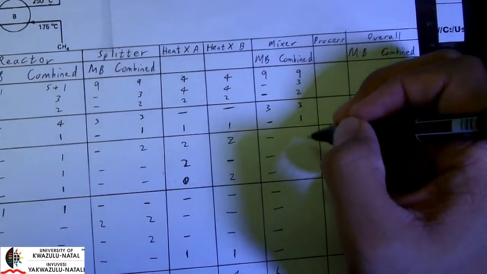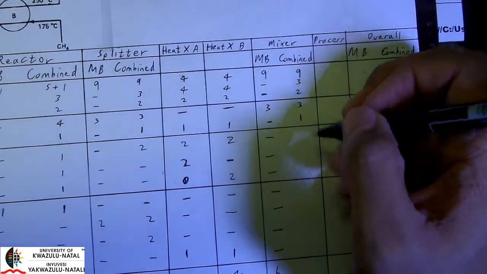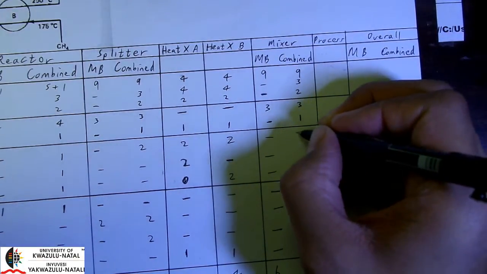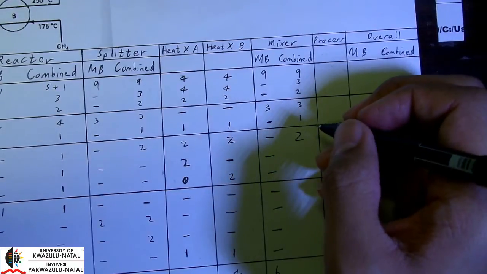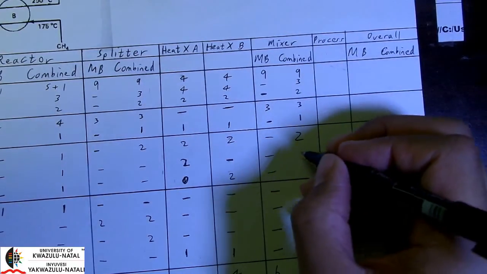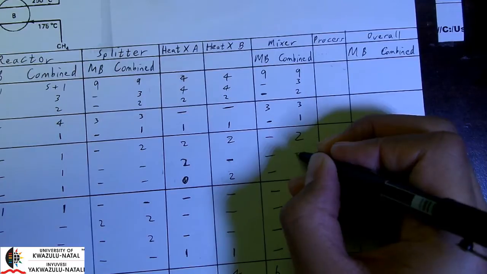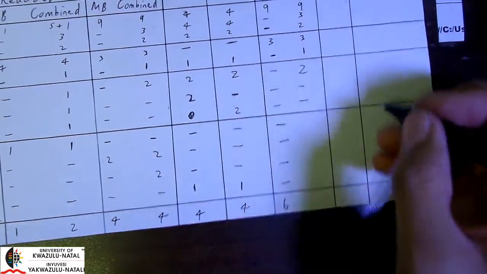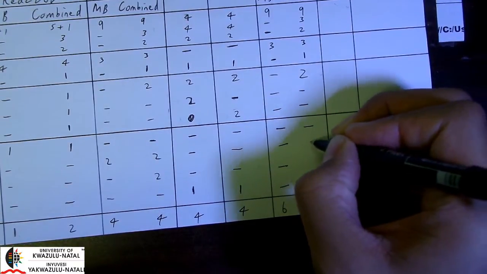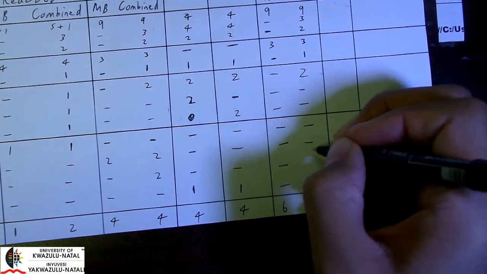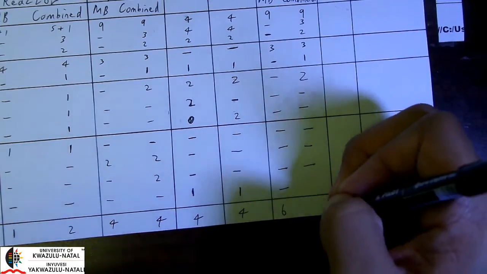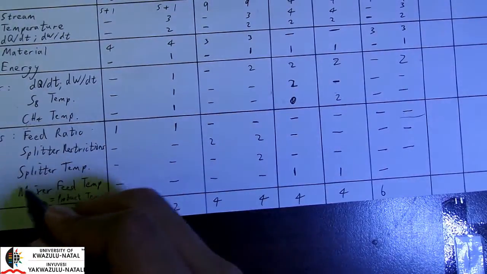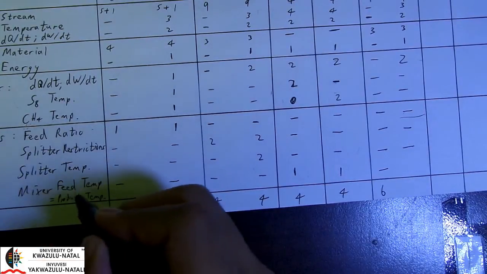Now let's look at the combined balance. In terms of the number of specifications, we can assume dq dt and dw dt is 0. So that counts for 2 specifications. The sulfur and methane temperatures are irrelevant here. The feed ratio is irrelevant, as is the splitter restrictions and the splitter temperature. Okay, now let's look at the final subsidiary relation for the mixer.